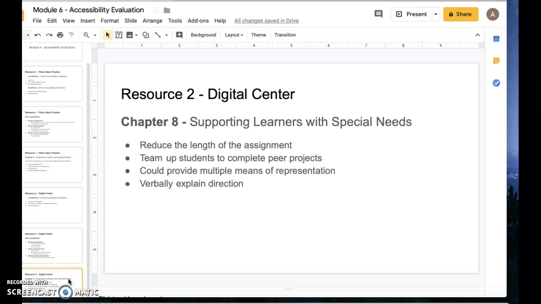And then lastly, going off of Chapter 8, some ways that you could differentiate this lesson would be to reduce the length of the assignment. Maybe you just do 1 or 2 problems. Team up students to complete the peer presentations. You could provide multiple means of representation and use auditory. The visual is there. Or verbally explain the directions so that students know exactly what they're supposed to do.